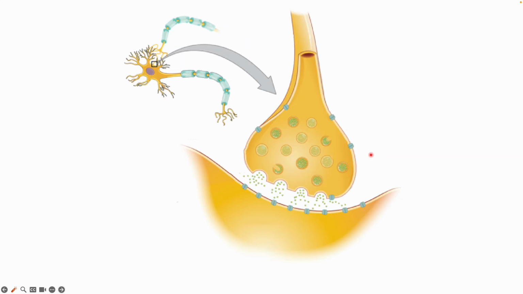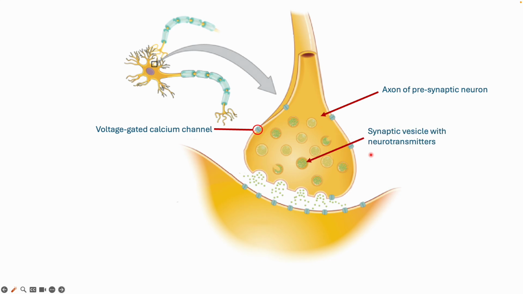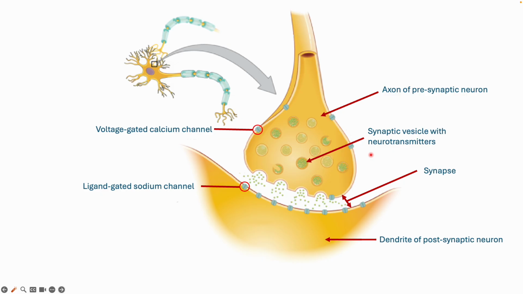All right, so let's look at what's going on at the axon terminal and the synaptic gap as the membrane potential moves down. So the axon of the presynaptic neuron has voltage-gated calcium channels. It also contains synaptic vesicles with neurotransmitters, the synapse, and then you have your postsynaptic neuron. This postsynaptic neuron has ligand-gated sodium channels that can let things go through.